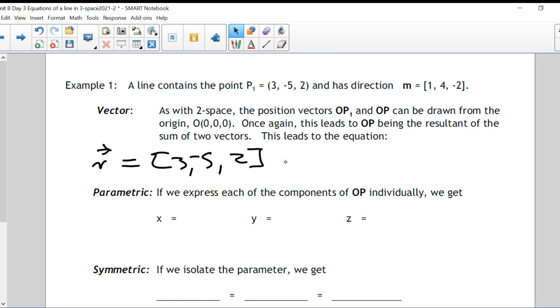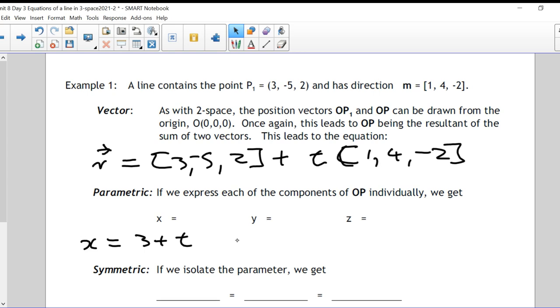We're in 3 space now, and we're going to add on to that, surprise, surprise, some scalar, some parameter times the direction vector 1, 4, -2. It really is just adding one new component to the 2 space version of the line, the vector equation in 2 space. So what does it look like parametrically? Well, again, that means that x should be equal to the 3 plus t, and the y should be equal to exactly what we did yesterday, the -5 plus 4t. And the z should be equal to the 2 minus 2t. It's exactly what you expect.